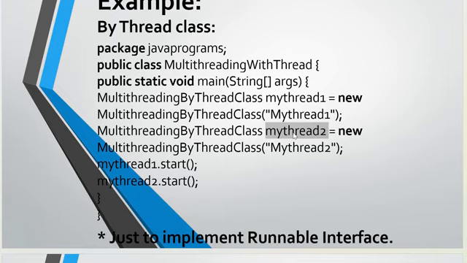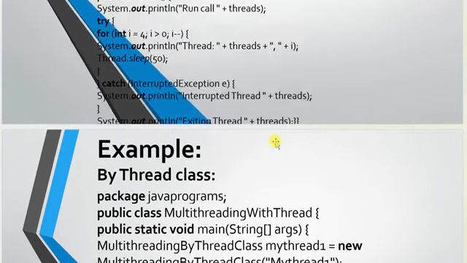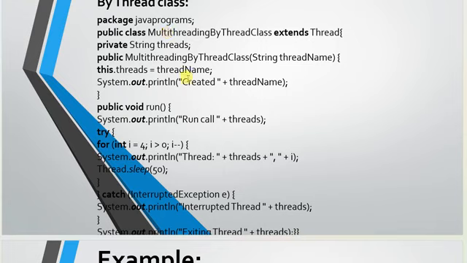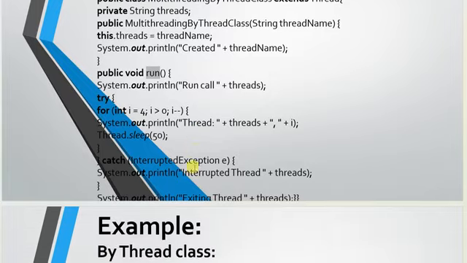As I said already, we should not use a lot of threads, as the context switching will be heavier. So here we are creating two threads, thread 1 and thread 2. We are calling the thread 1 dot start method and thread 2 dot start method. What will happen when we call that start method? It will call this run method, and whatever tasks we have defined here, it will execute.